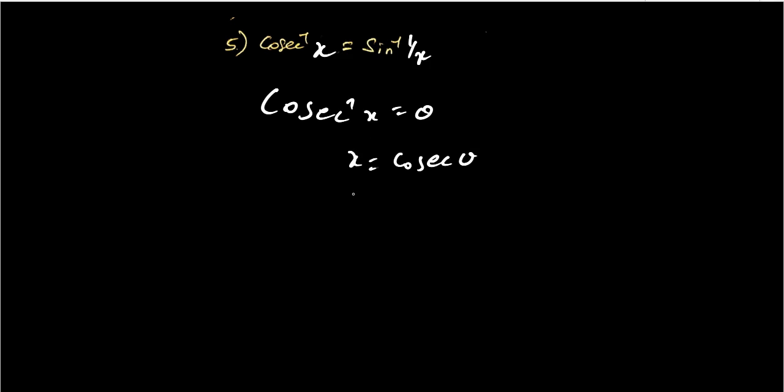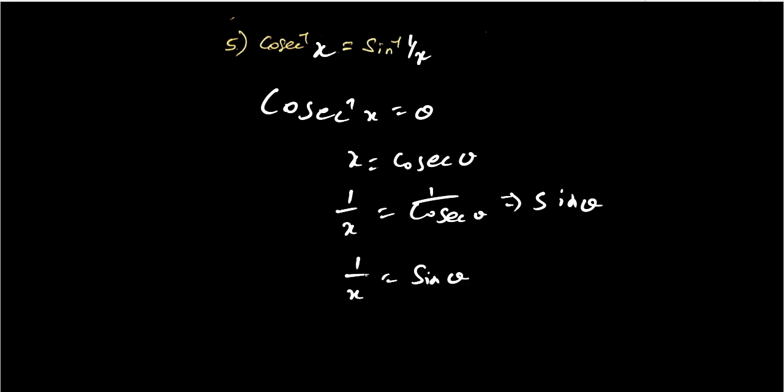Now, let me take reciprocal on both sides. It will become 1 by x is equal to 1 by cosecant theta. So, 1 by cosecant theta is nothing but sin theta. So, 1 by x is equal to sin theta. If we bring sin to this side, it will become sin inverse of 1 by x is equal to theta. So, from 1 and 2, cosecant inverse of x is equal to sin inverse of 1 by x.